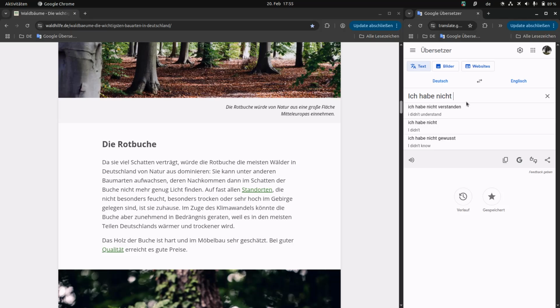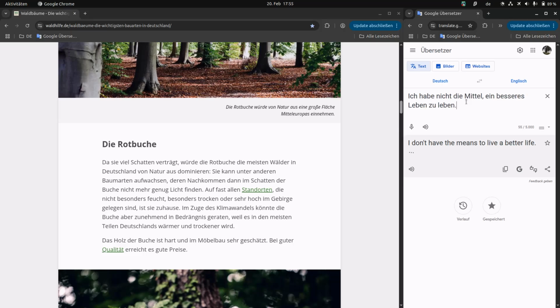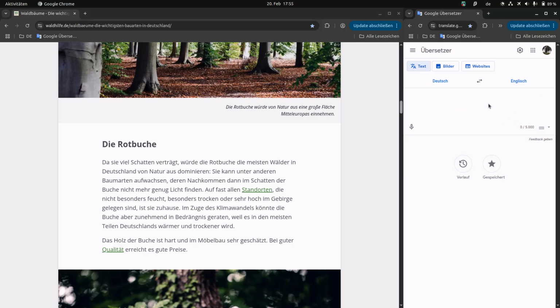Ich habe nicht die Mittel, ein besseres Leben zu leben, something like that, I don't know. And this is just, I don't have, the means maybe is the better translation, but yeah. So tools means the same in German in terms of Mittel. It can also mean like Putzmittel, which is often shortened or abbreviated to just Mittel, so cleaning products.